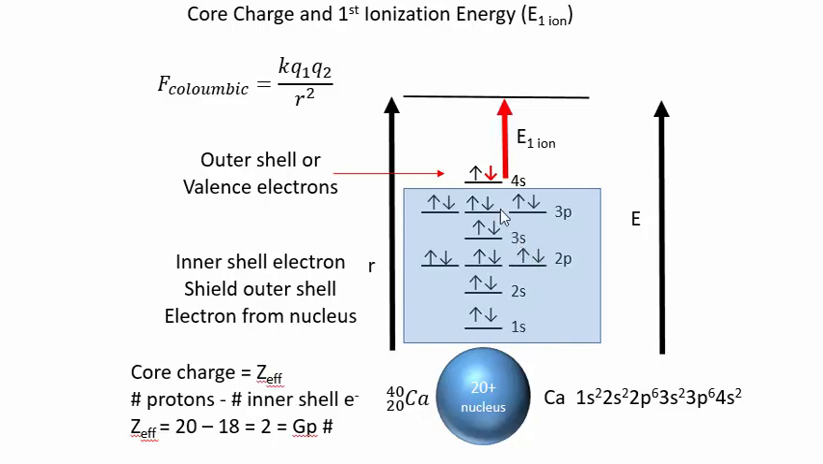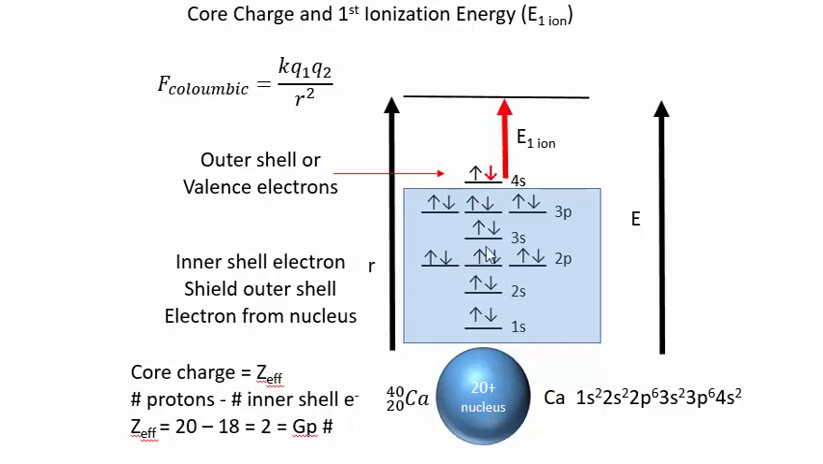Now, what kind of positive pull does that electron feel when it's an outer shell electron? Well, if we think about it, here's 20 positive protons in the nucleus, but there's all these intervening inner shell electrons that are present. So in a way, these inner shell electrons would shield this outer shell electron, the 4s electron in calcium, from the nucleus. So it would take, again, less energy to remove this outer shell electron.